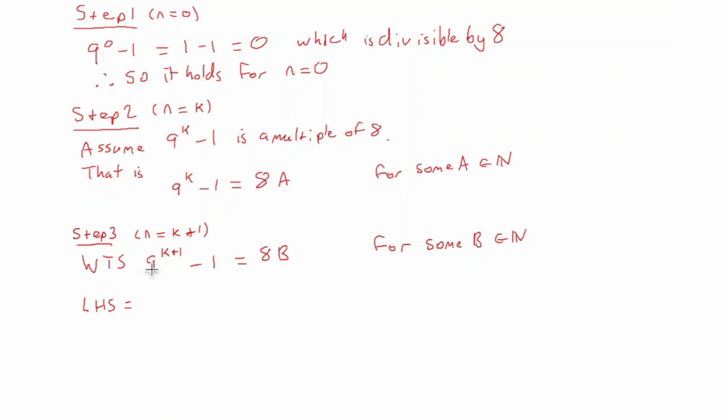Starting with our left-hand side, we can use laws of indices to split 9 to the k plus 1 into 9 to the k times 9 to the 1, which is 9 lots of 9 to the k. And now we make our substitution by rearranging our assumption into the form 9 to the power of k equals 8a plus 1. We can then substitute that in and replace the 9 to the k with 8a plus 1. And then minus 1 at the end.